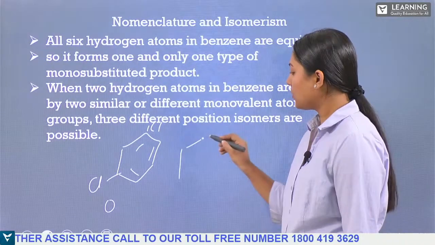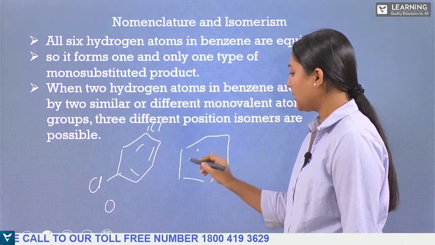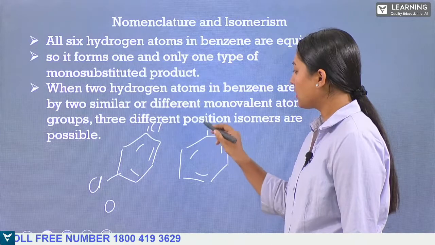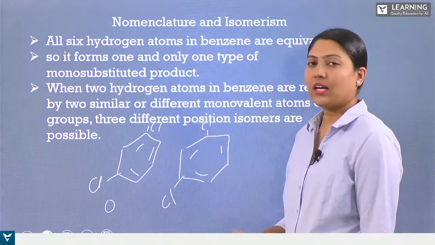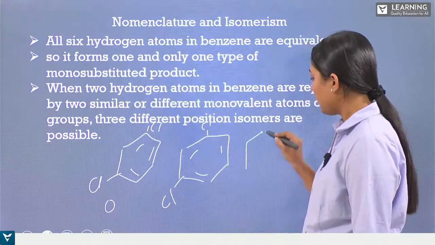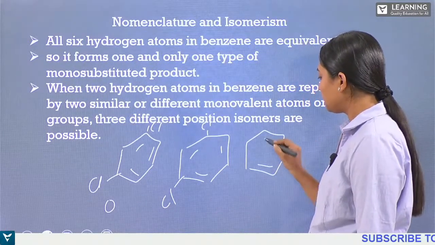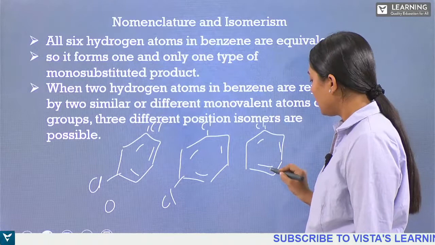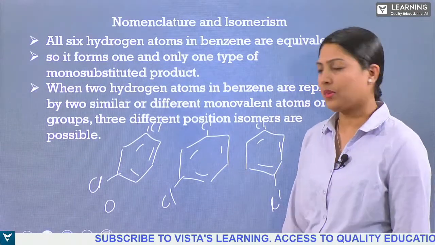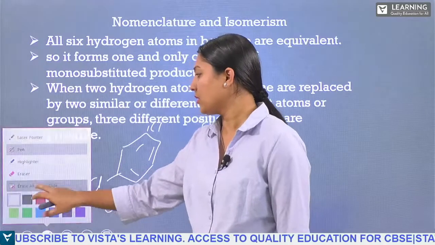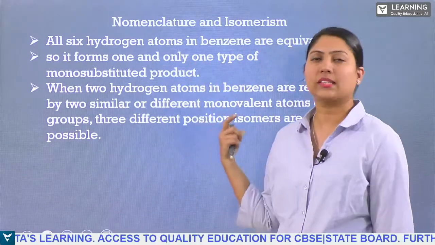Okay. The next one will be meta. Here chlorine, here we will have another chlorine, metachlorobenzene. The same thing, if I have it here, this one will be called parachlorobenzene. Fine. So we need to know how to name them.